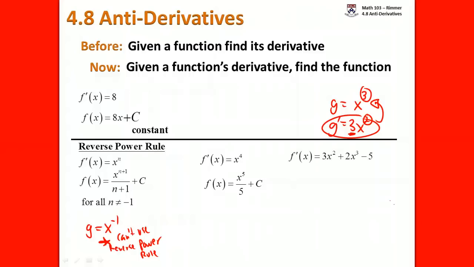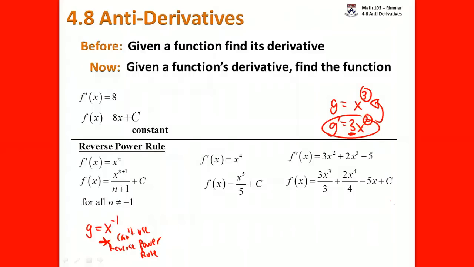If you have a bunch of terms added together, you can do each term individually. If there's constants in front, just like with the derivative, you carry the constant. With the antiderivative, just carry the constant. Leave the 3 there. Take x cubed and divide it by 3. Leave the 2 there. Take x to the fourth and divide it by 4. And as far as negative 5 is concerned, it's just like the 8. Attach on an x. And then always at the end, add a C.